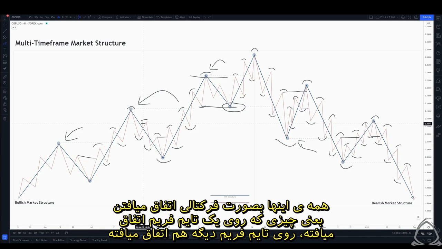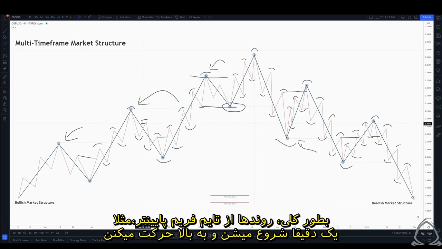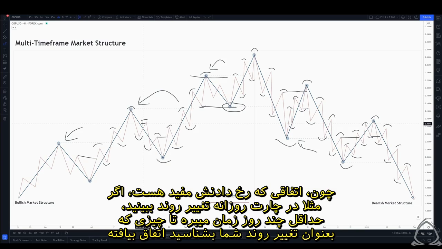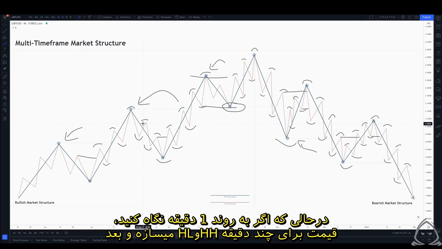It's all happening fractally, meaning that it'll happen on one time frame, it'll happen on another time frame. Generally speaking, trends will start on the lower time frame, say the 1 minute, and build their way up. But at the end of the day, the direction that's easier to find, follow, and navigate is the higher time frame trend, because effectively what is needing to happen is if you see a trend change on the daily chart, for instance, it's going to take a few days to actually build what you would understand to be a trend change.